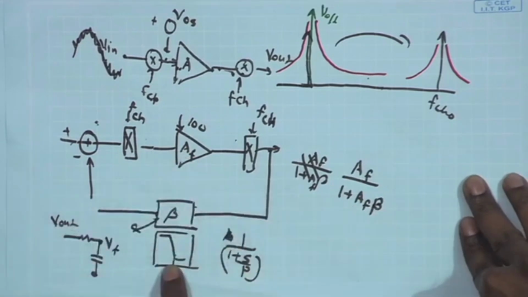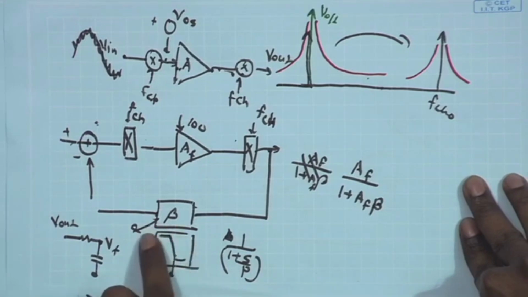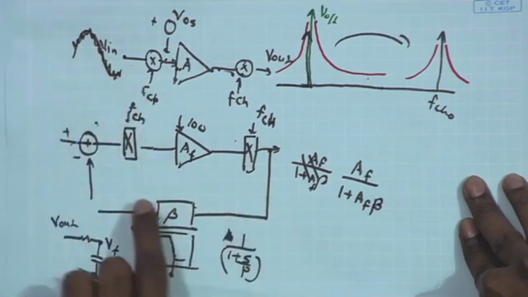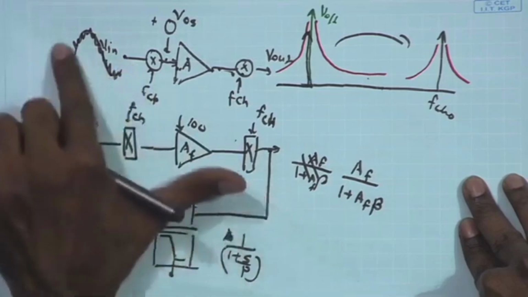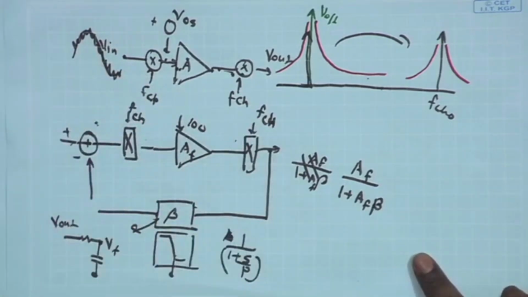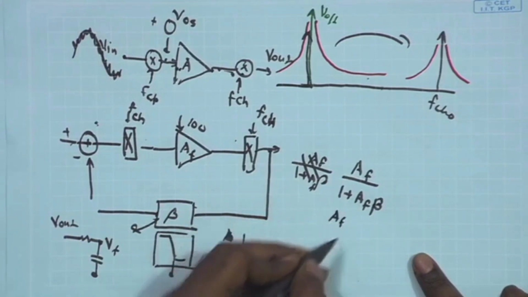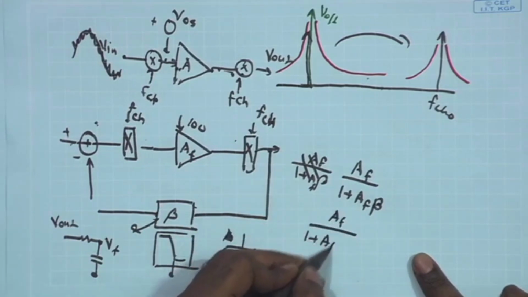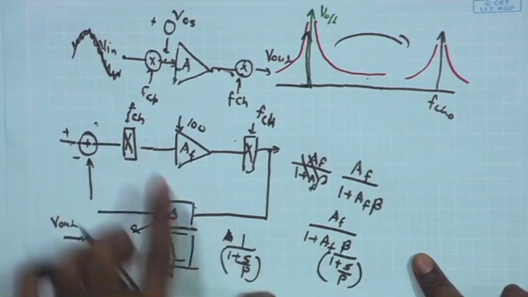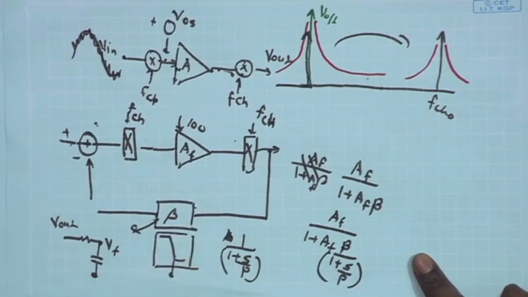I am concerned with the pole of beta. I am putting a very low frequency low pass pole over here, so that only the dynamic offset, only the slowly varying signal, is able to pass. The faster input signal, the desired signal, is not able to pass. As a result, this transfer function will be given by AF upon 1 plus AF beta times 1 plus s upon p, where p is the pole of this chosen feedback network.